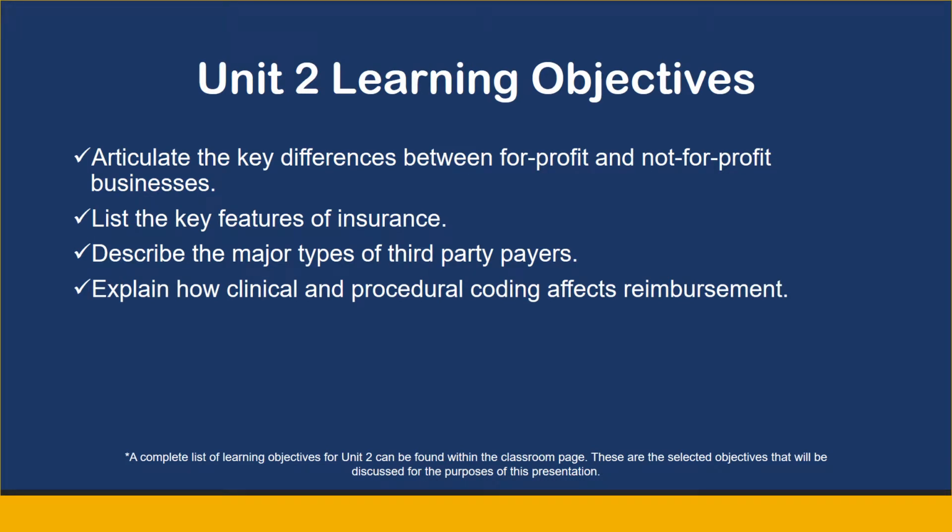The top 4 learning objectives for Unit 2 are: articulate the key differences between for-profit and not-for-profit businesses. List the key features of insurance. Describe the major types of third-party payers. And explain how clinical and procedural coding affects reimbursement.